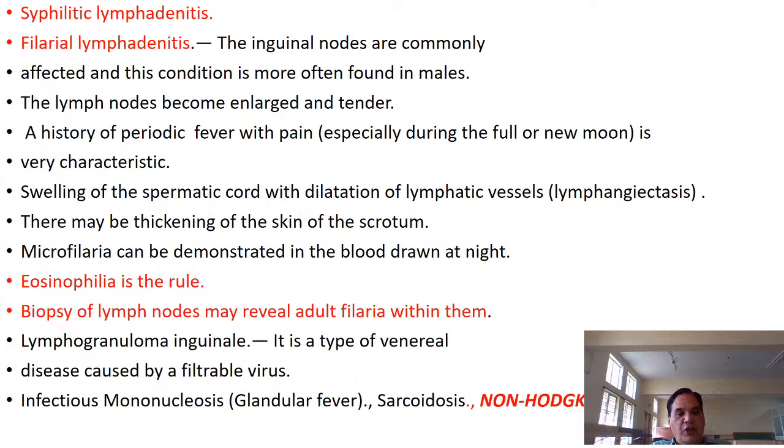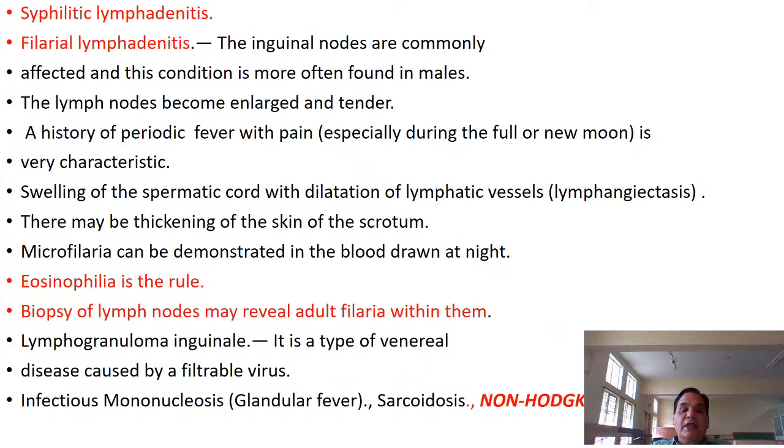Syphilitic lymphadenitis is not very common these days. What is the commonest for us? It is tuberculous and filarial lymphadenitis. In filarial lymphadenitis, it is the inguinal lymph node which is most commonly affected, and this condition is more common in males, secondary filarial lymphadenitis, because they are more exposed to the ground and moving out of the home. These lymph nodes are enlarged and tender. History of a periodic fever with pain, a dull pain during the full or new moon, is characteristic of filariasis.